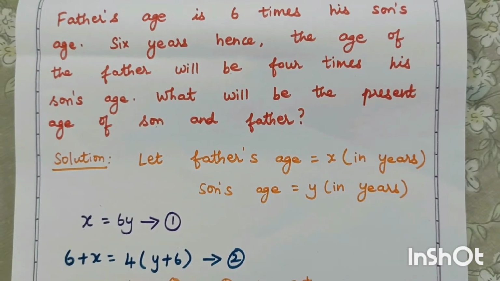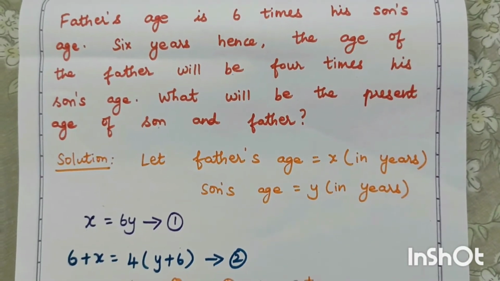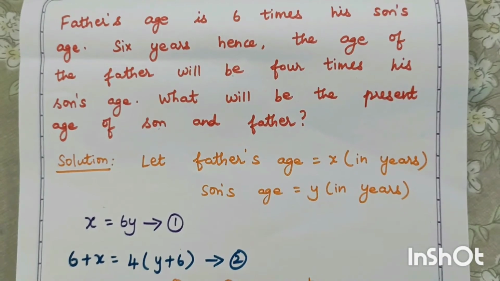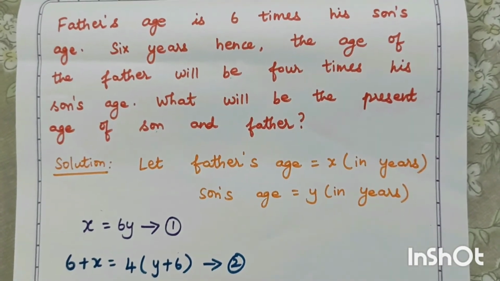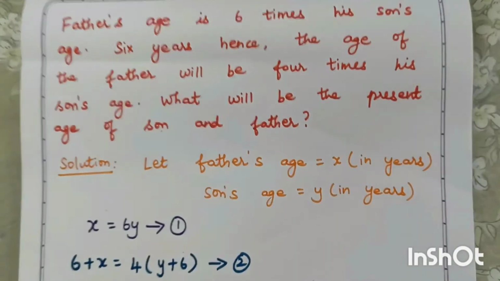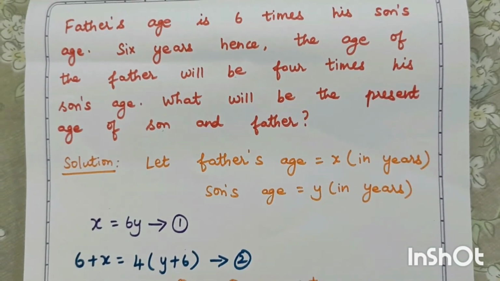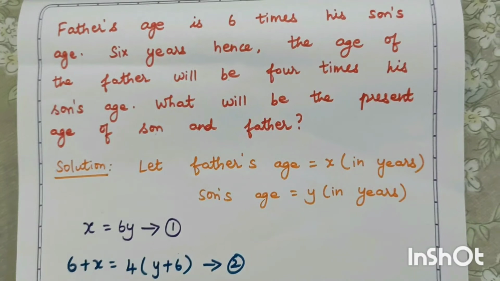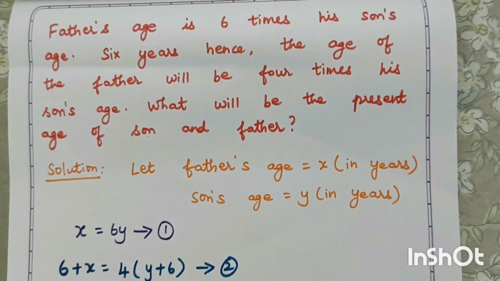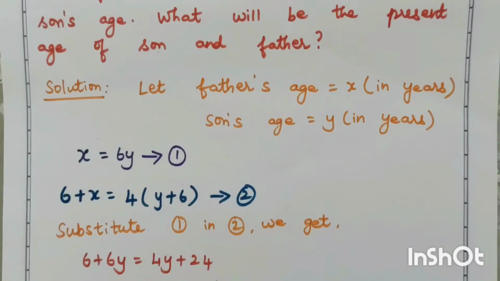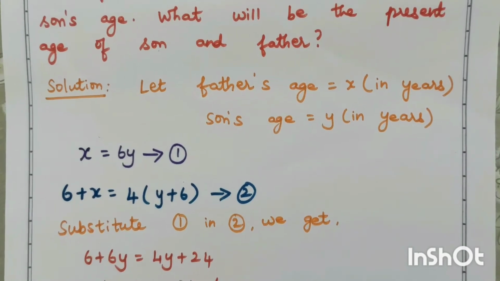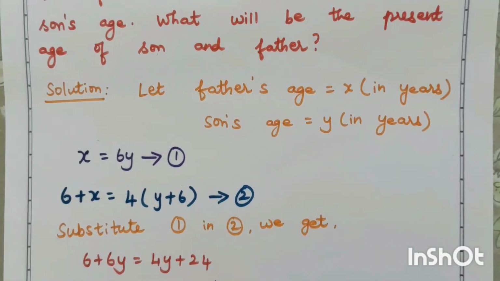You might think why we have taken y plus 6. 6 years after is common for both father and son. If the father gets increased by 6 years, the son will also get increased by 6 years, right? That's why we have taken y plus 6 here. Alright? And then we have to substitute equation 1 in equation 2. We get 6y plus 6 is equal to 4y plus 24.